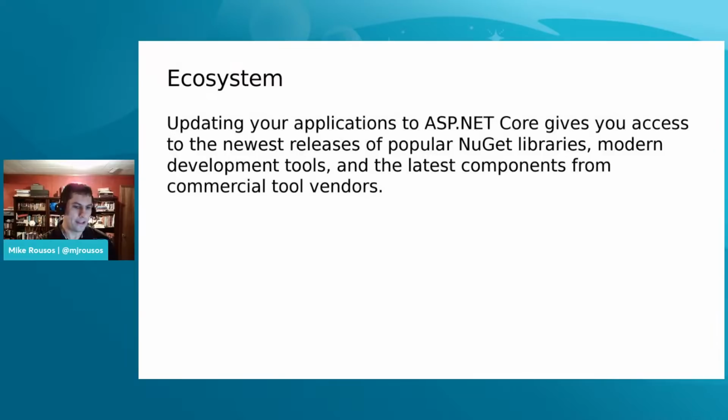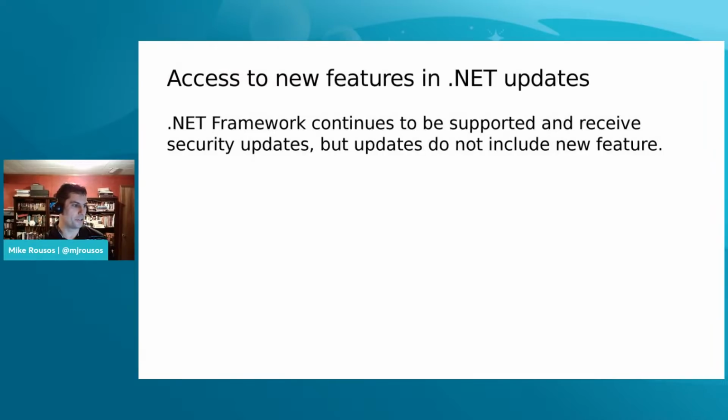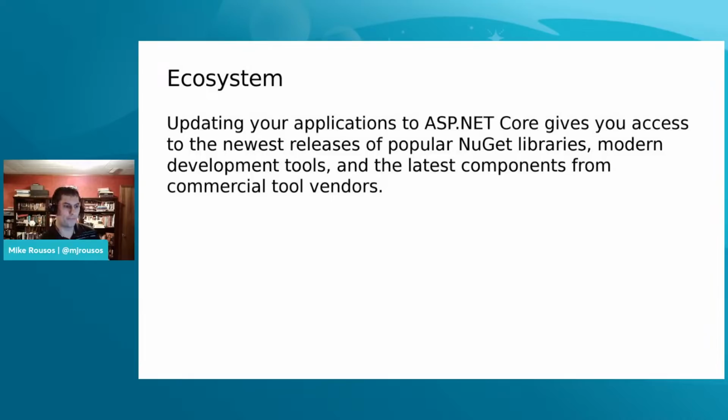And then finally, these last two kind of go together. We've got the ecosystem as well as access to new features in .NET. And what this is about is that going forward, all of the new innovation in .NET is going into .NET 6 and its successors. So for an app that's sort of in maintenance mode that isn't really receiving a lot of new work, maybe it doesn't matter as much whether you're targeting ASP.NET or ASP.NET Core. But for an app that's being actively developed, there's a lot of value in targeting ASP.NET Core because you're going to continue to get the latest language features.